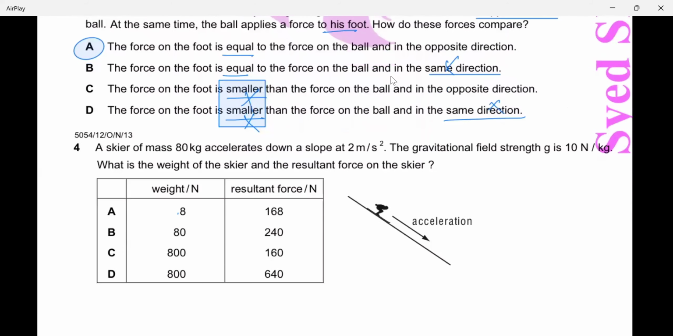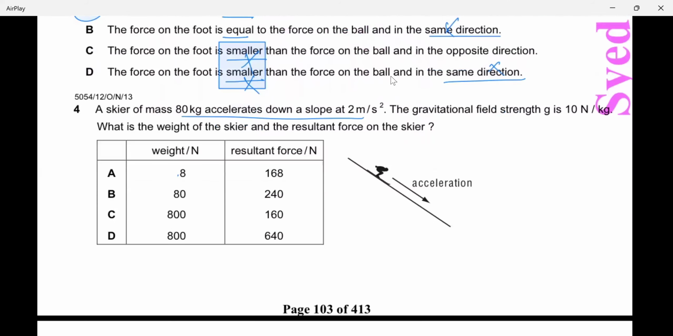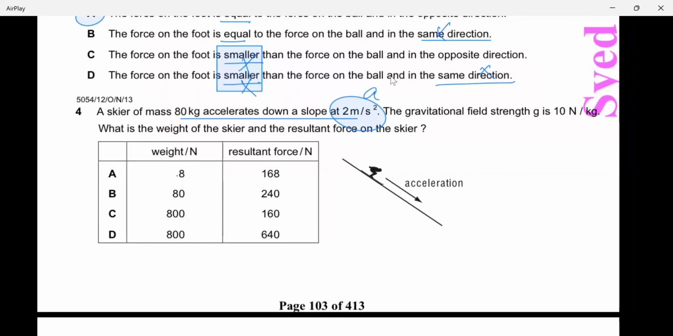A sphere of mass 80 kg accelerates down a slope at 2 meters per second square. So acceleration is given to you. Gravitational field strength is 10 newtons per kg. Now you will be using 9.8, but for the questions where 10 is given, you have to use 10. What is the weight of the sphere and the resultant force on the sphere?